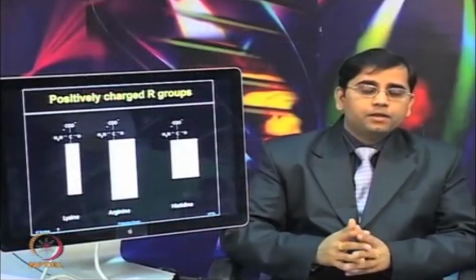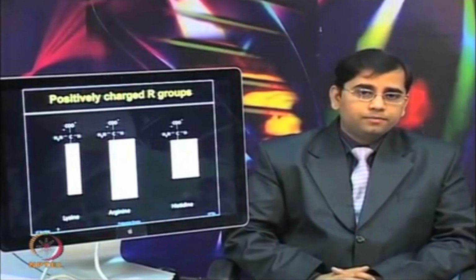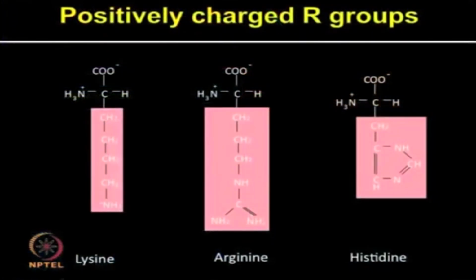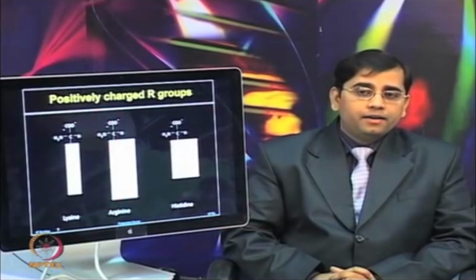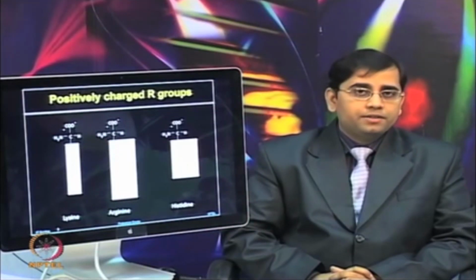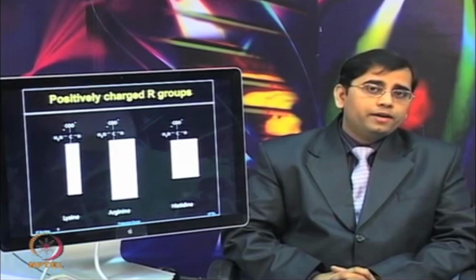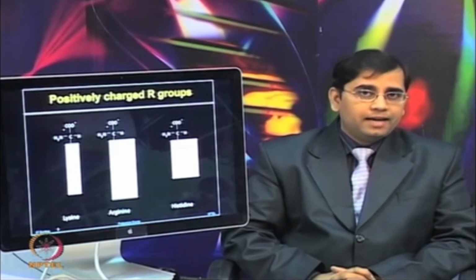The next category is positively charged R groups. Three amino acids are here: lysine, arginine and histidine. Lysine is a base, it contains a primary amino group, whereas arginine contains a guanidinium group. Histidine has a functional imidazole group, which is an aromatic ring that can be positively charged. Histidine plays a very critical role in many enzymatic activities.